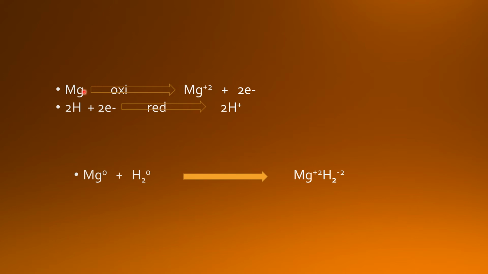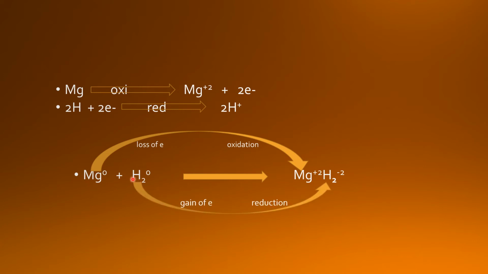So magnesium, after losing the 2 electrons, will carry the +2 charge, and hydrogen, after gaining the 2 electrons, changes into the hydride ions. So the process of reduction is taking place in this hydrogen. Now as the magnesium is losing the electrons, the process of oxidation will take place in this magnesium, and in the same way this hydrogen is gaining the electrons, so the process of reduction will take place here.